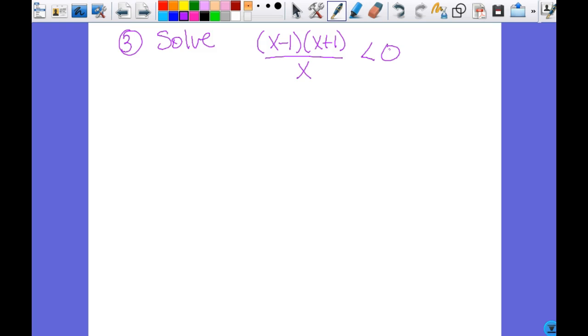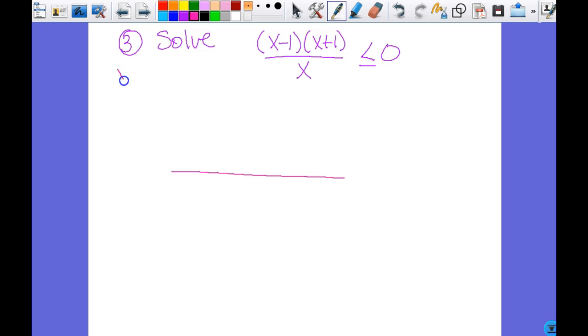Actually, let's make that less than or equal to 0. Okay, remember we did this for polynomials, right? Just they weren't rationals. And we had a number line type of situation that we used. So you need to think about two things here: what your solutions are and what they can't be. So what can x not equal?